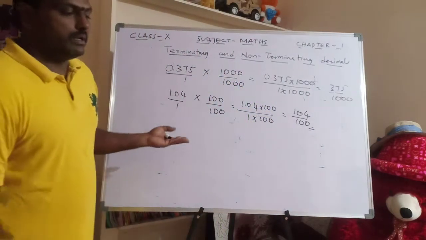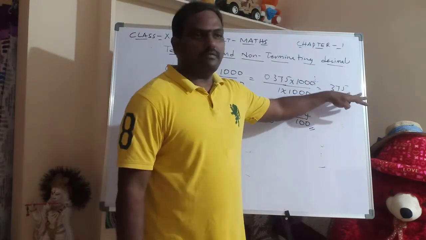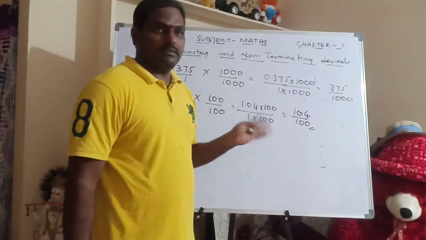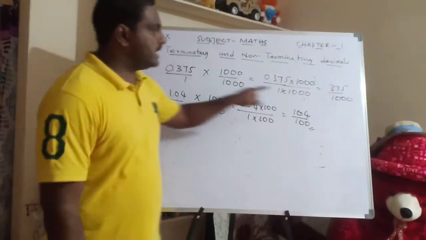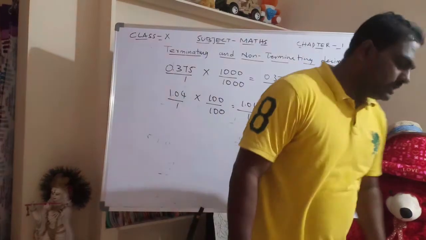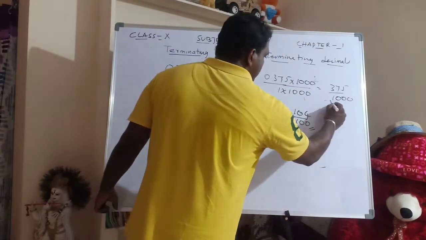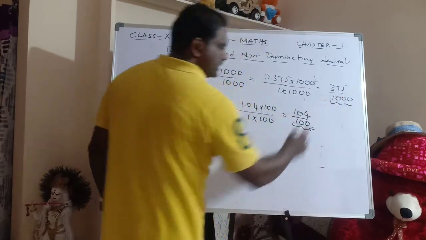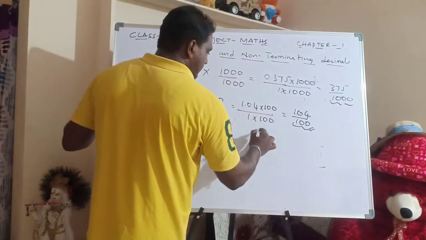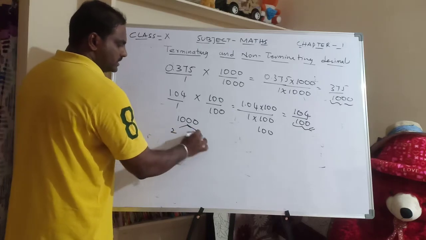In the previous example, we took the decimal form and wrote it in p by q form. This is the way to write terminating decimals in the form of p by q. Now, if you carefully observe the denominator, what is the denominator? 1000, and in this case 100. Suppose you write it in terms of prime factorization, how much will it be?